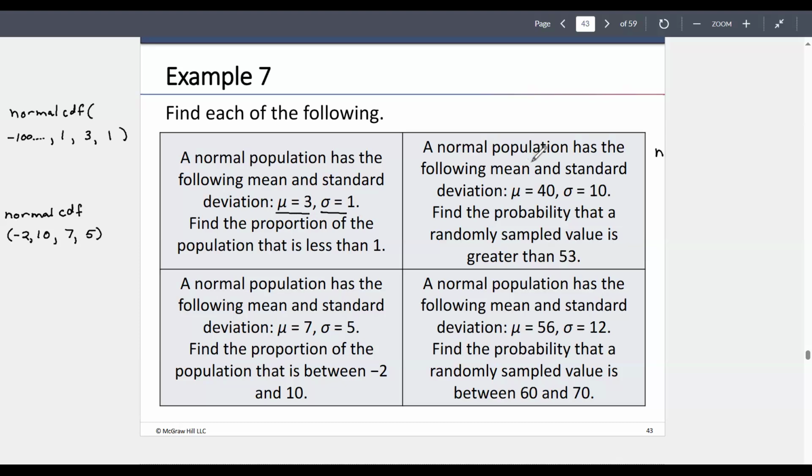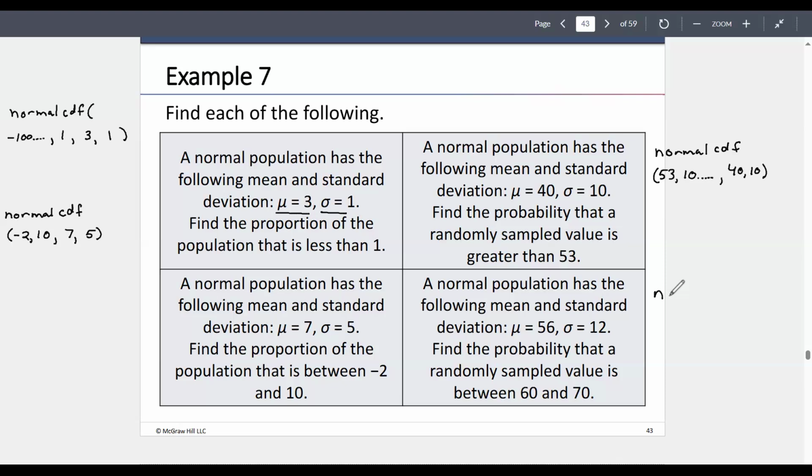So over here, the top on the right, we have a normal population. It's going to have a mean of 40, standard deviation of 10. We want to find the probability that a randomly sampled value is greater than 53. So 53 is my lower bound, and then my upper bound is 1 followed by as many zeros as I can plug in. Mean 40, standard deviation 10.